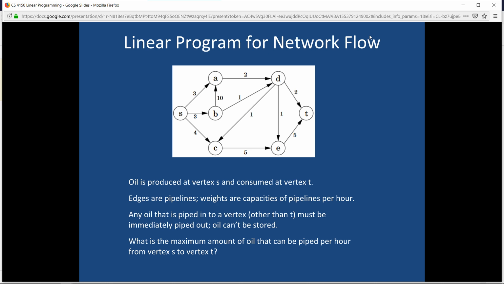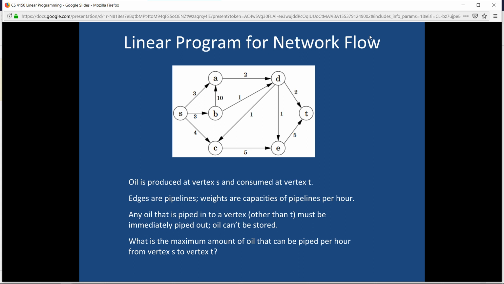So we have to express those constraints. To write that as a linear program, first we need to pick some variables. What we're trying to find out is how much oil we send out of each pipeline per hour. So what's the natural choice for variables? Well, not the vertices. The edges are what we care about.